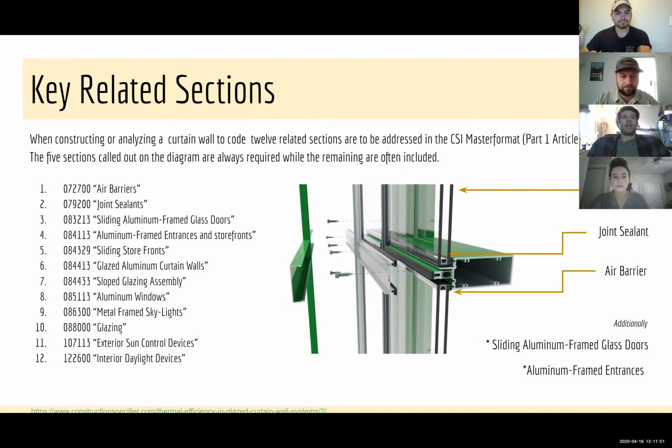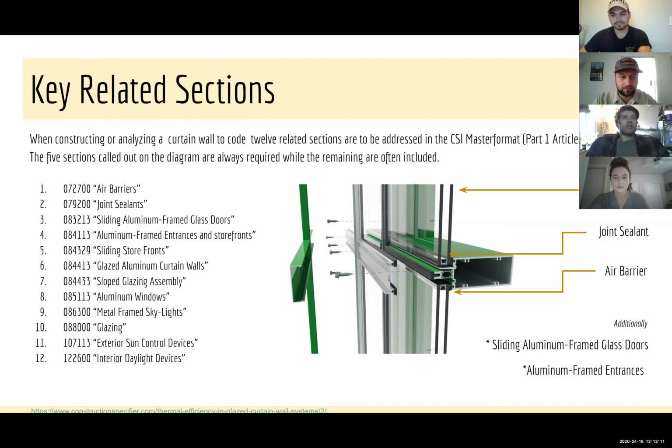Key related sections. When constructing or analyzing a curtain wall to code, 12 related sections are to be addressed in the CSI MasterFormat, Part 1, Article 1.2.B. The 5 sections called out in the diagram are always required, while the remaining are often included.